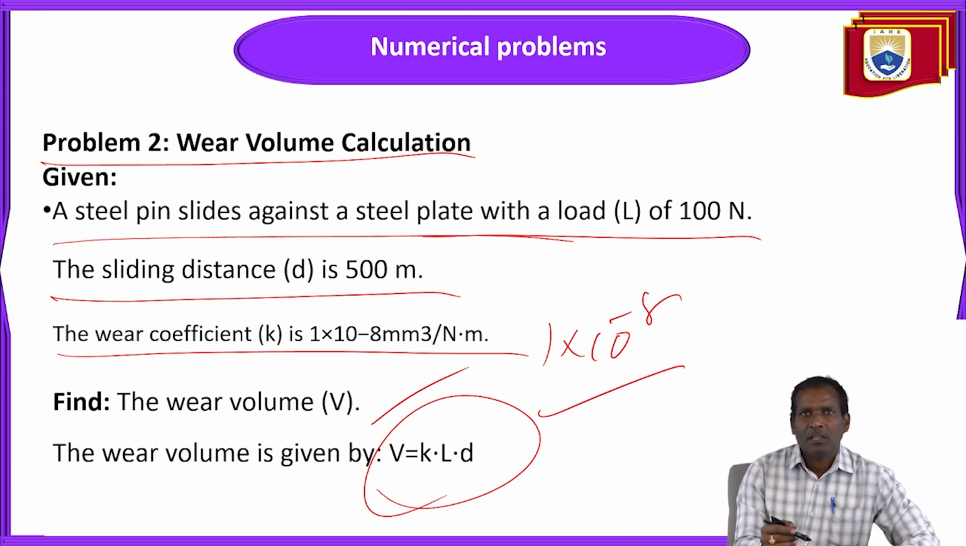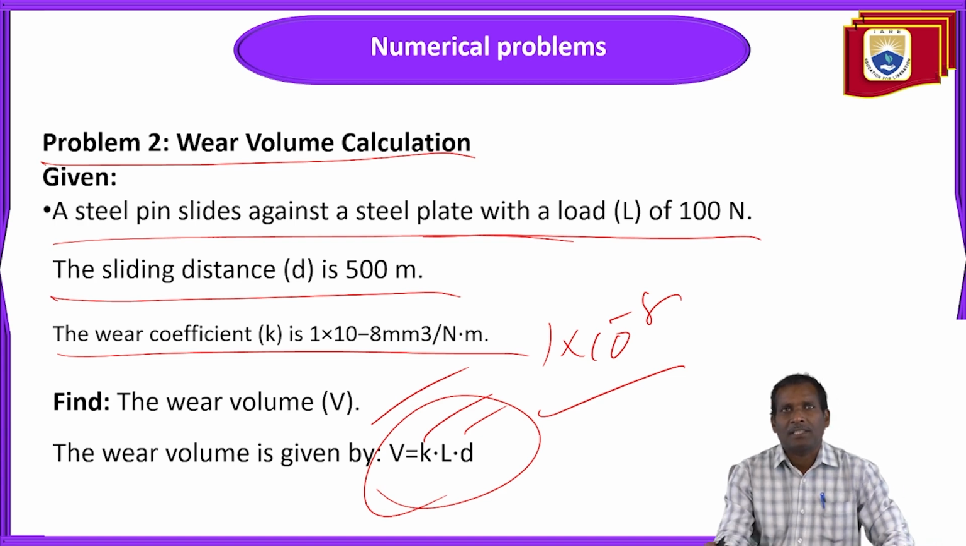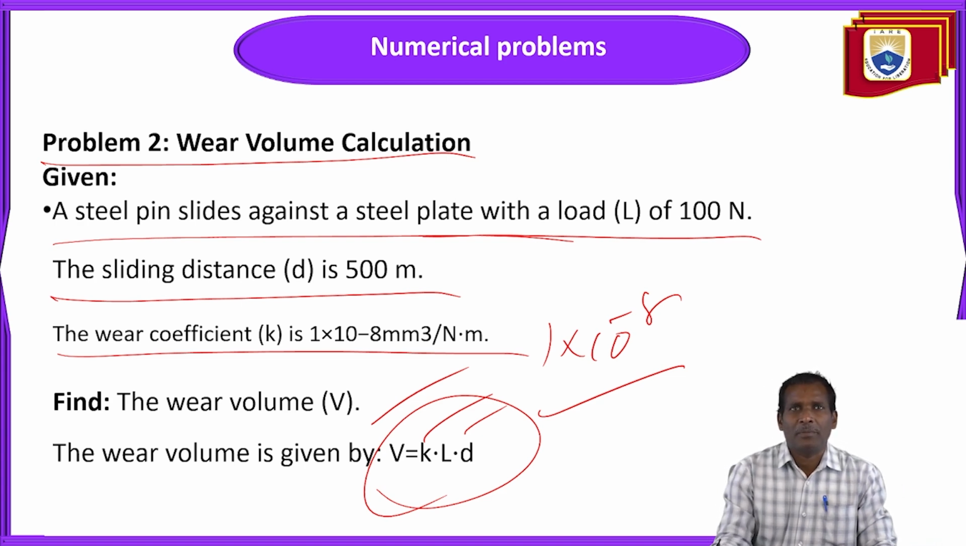So now we will see how to calculate it and how much value we will get. V is the wear volume, K is the wear coefficient, which you already know, L is the load given in the problem, and D is the sliding distance. The sliding distance is 500 meters. The steel pin slides against a steel plate, and this type of problem you can observe in a pin on disc test.